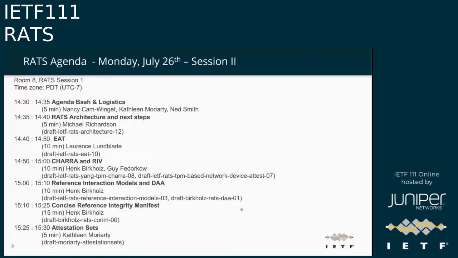So here's the rundown of our agenda. We have a pretty full agenda. We're going to start off with the RATS architecture, followed by EAT, followed by CHARRA and RIV. After that, we have reference interaction models and DAA. Then we have concise reference integrity manifest, and that's followed up with attestation sets. These are all quick topics, so we're going to have to pay attention to the clock and make sure we don't get behind. So with that, let's jump into RATS architecture.